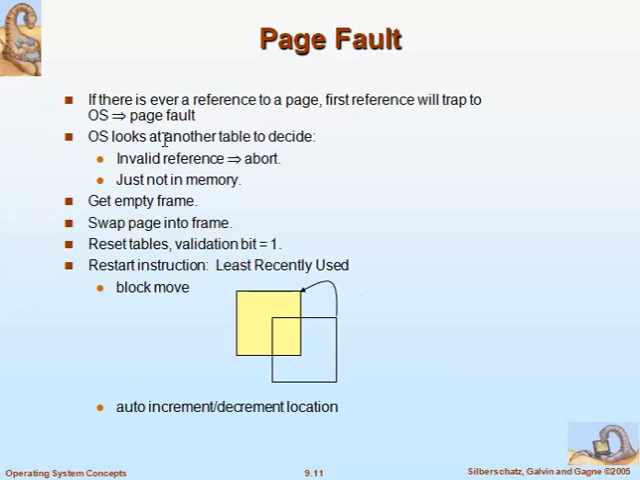Then what the operating system does is look at another table to decide whether it is an invalid reference or it is just not in memory. So it will look into some other data structure, and it will check whether it is an invalid reference, or it is because that particular page is not loaded into main memory.